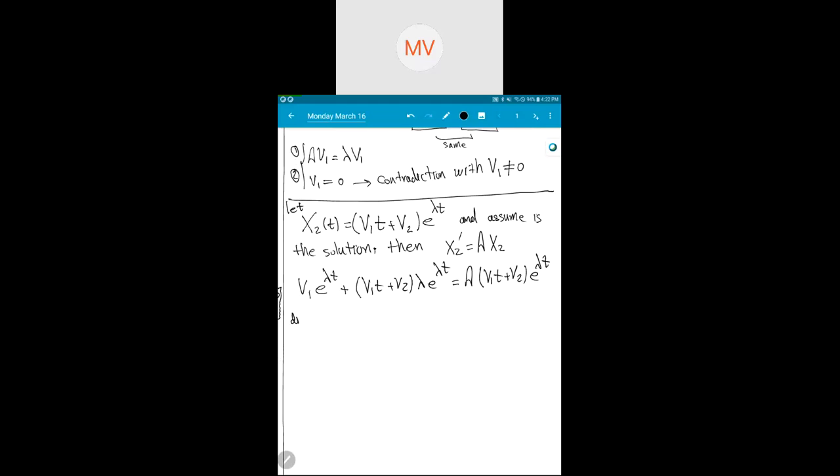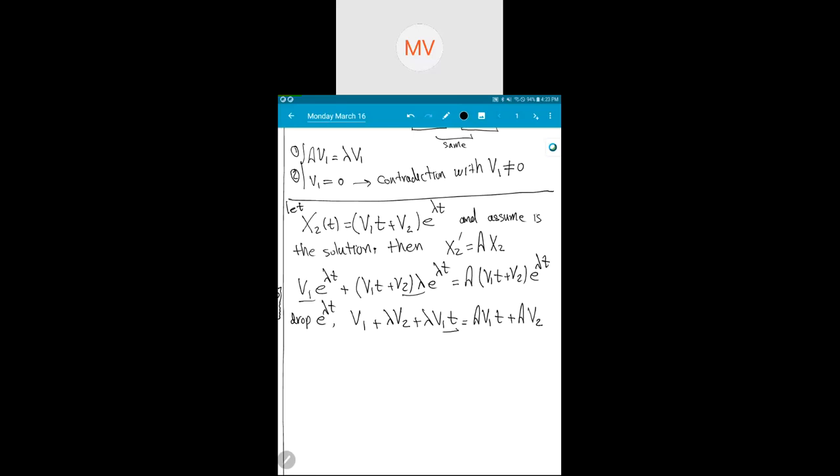So let's drop e to the lambda t. I'm going to distribute and combine like terms if I can. So I have v1 plus lambda v2. There's no t in those two terms. I'm talking about this one and that one. Plus lambda v1t. Actually, I did multiply by lambda, so lambda v2 for that one. Plus lambda v1t equals, now here I have A v1t plus A v2.